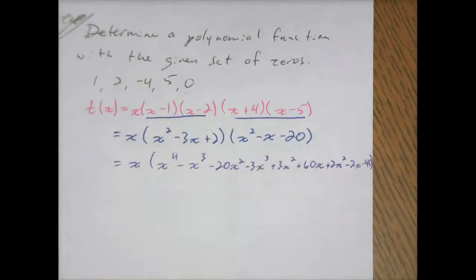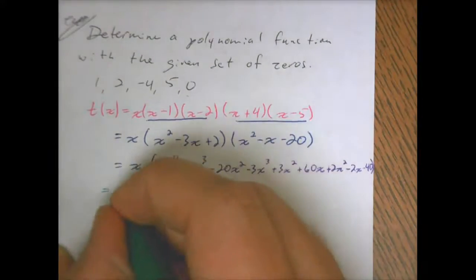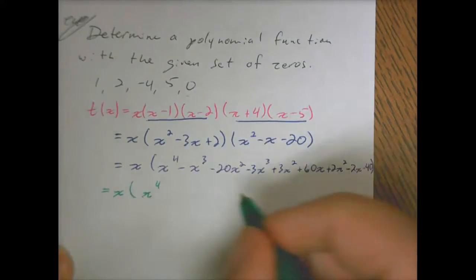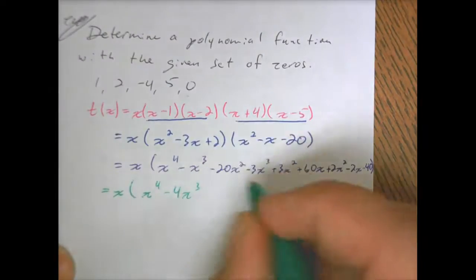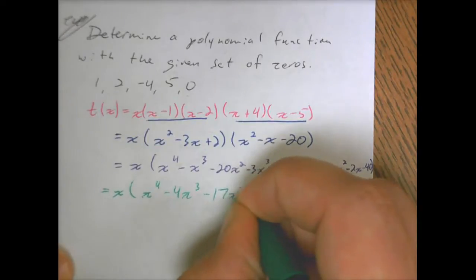And then you can combine like terms. I'm going to do that before I distribute the x. I'm going to move this over a little bit so I don't run out of room. Minus x cubed minus 3x cubed is minus 4x cubed. 20x squared and 3 is negative 17x squared.